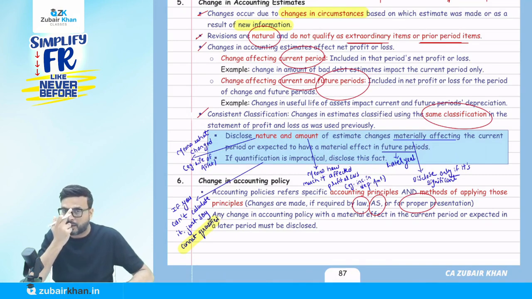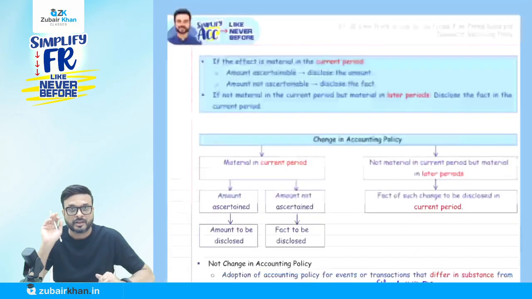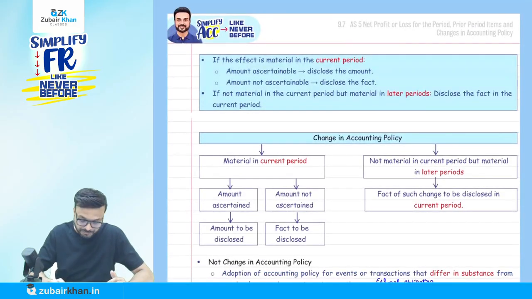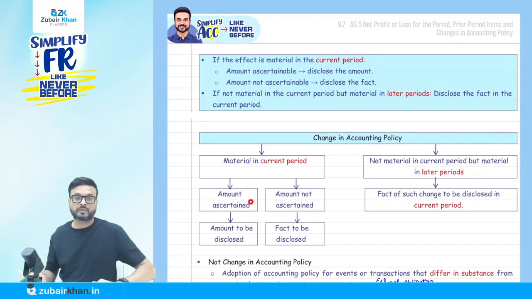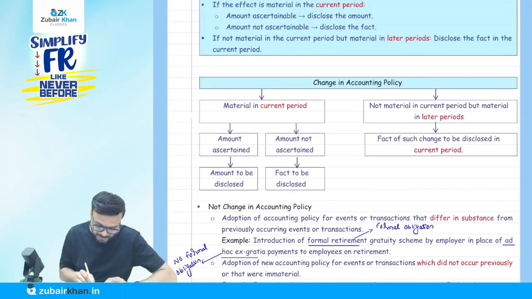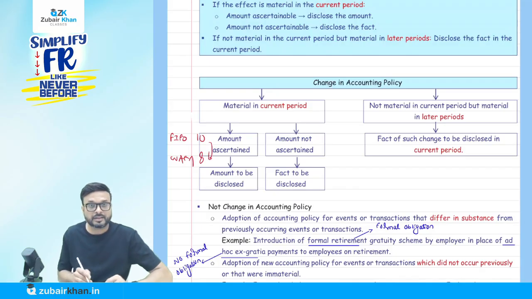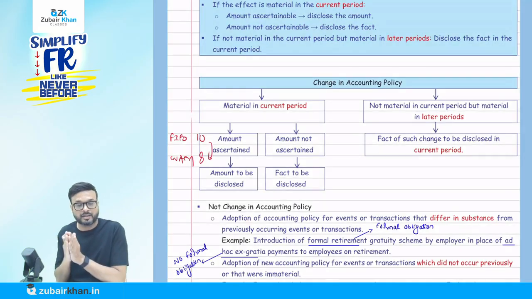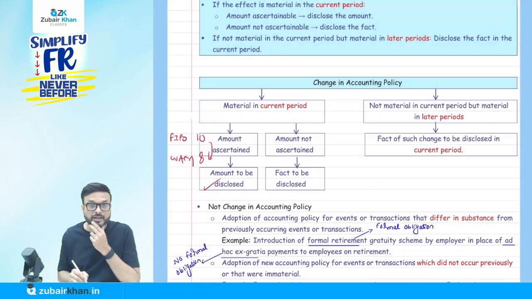Any change in accounting policy with a material effect in the current period, or expected to have one in a later period, must be disclosed. Now, how to disclose that? If the material effect is going to happen in the current period, we can ascertain the amount. For example, we were following the FIFO method and now want to shift to the weighted average method. Under FIFO it was 10, now it is coming to 8. So I can ascertain that my profit is affected by 2 lakhs, and that amount should be disclosed.